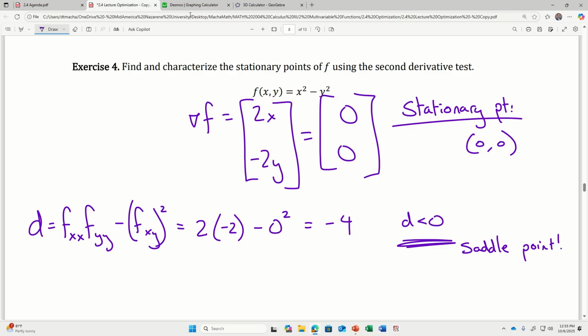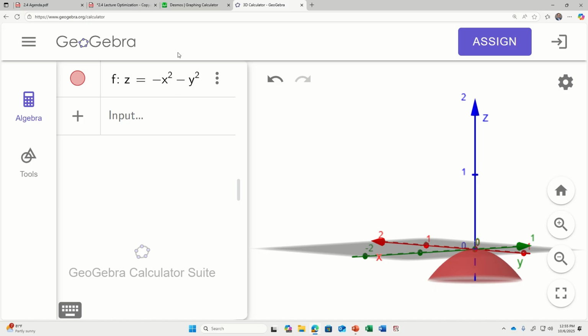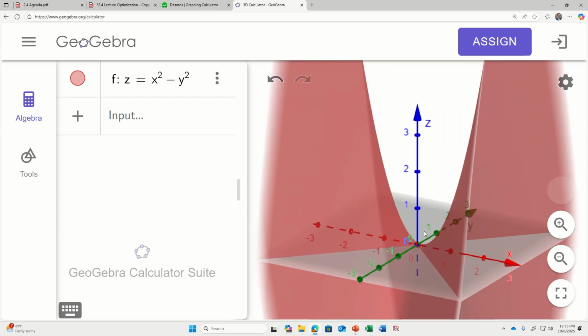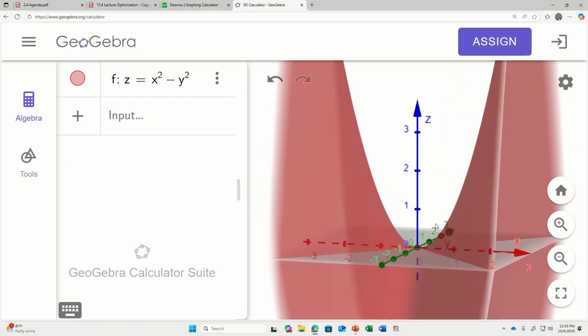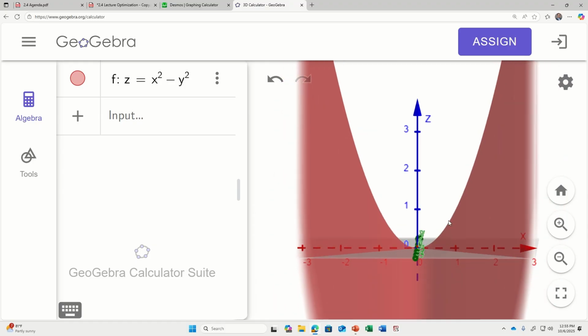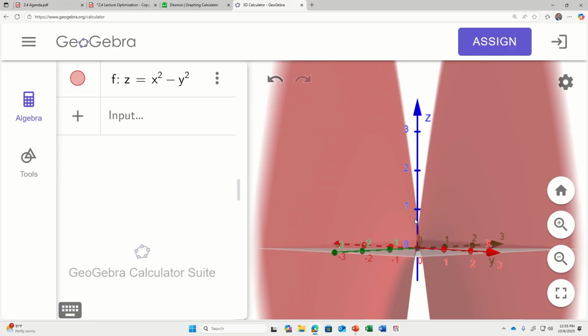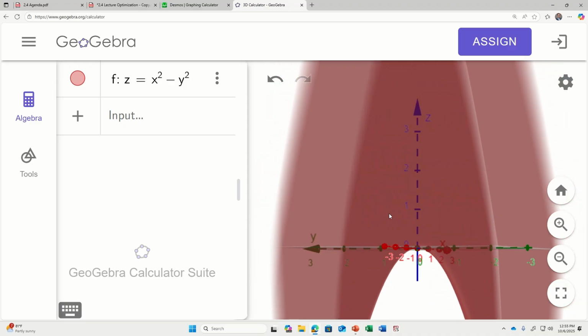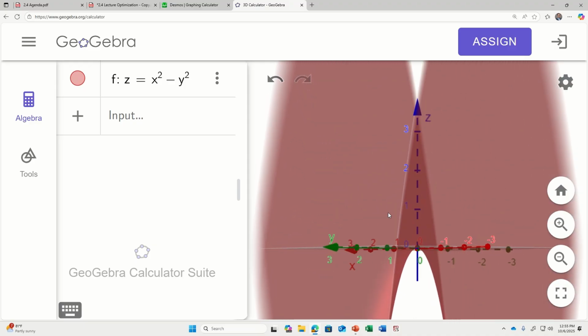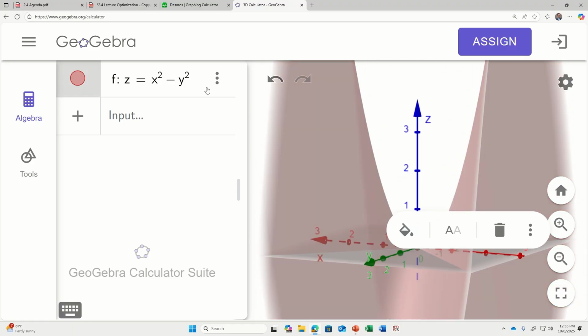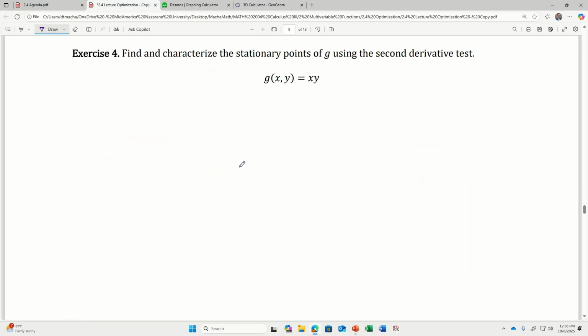Now, let's look at what a saddle point looks like. As promised, it is concave up in one direction and also concave down in the other direction. So it makes a saddle. Okay, so raise your hand if you have any questions. Let me know if you have any questions so far. No?